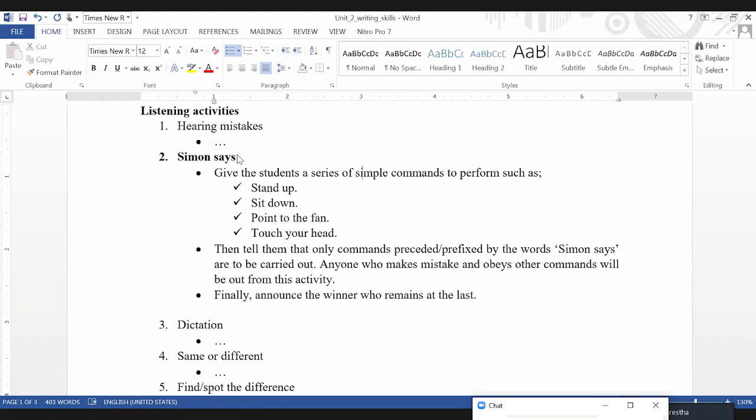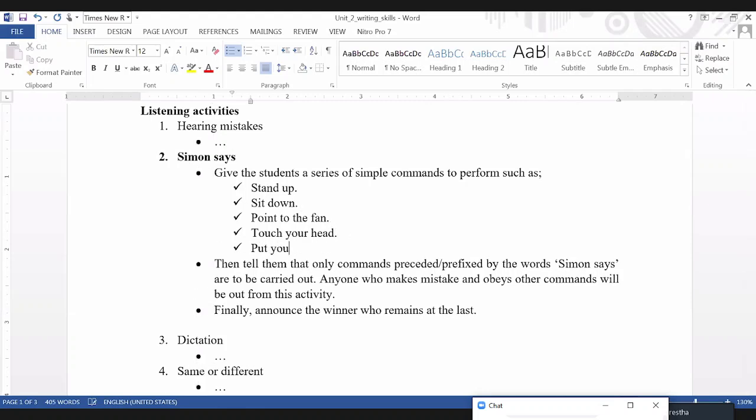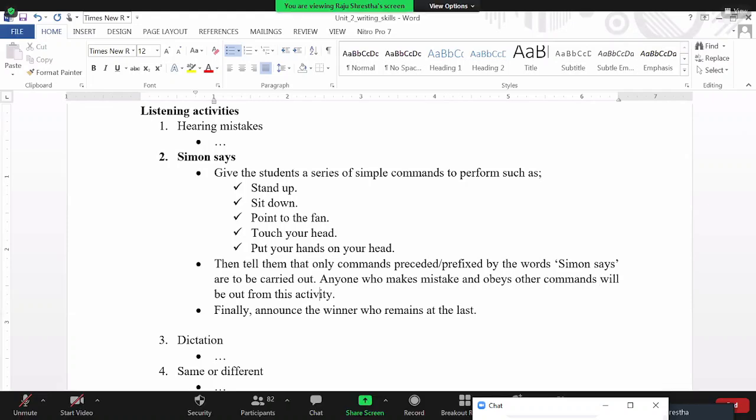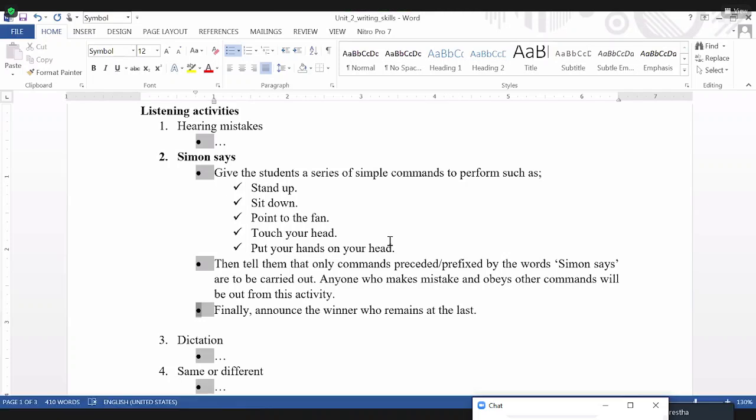So give the students a series of simple commands to perform, such as stand up, sit down, point to the fan, touch your head. Put your hands on your head. This kind of commands we give. Now then tell them that only commands preceded or prefixed by the words Simon says are to be carried out. Anyone who makes a mistake and obeys other commands will be out from this activity.